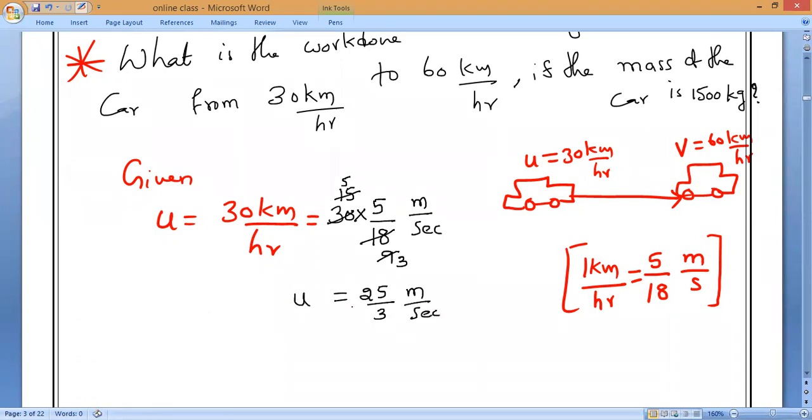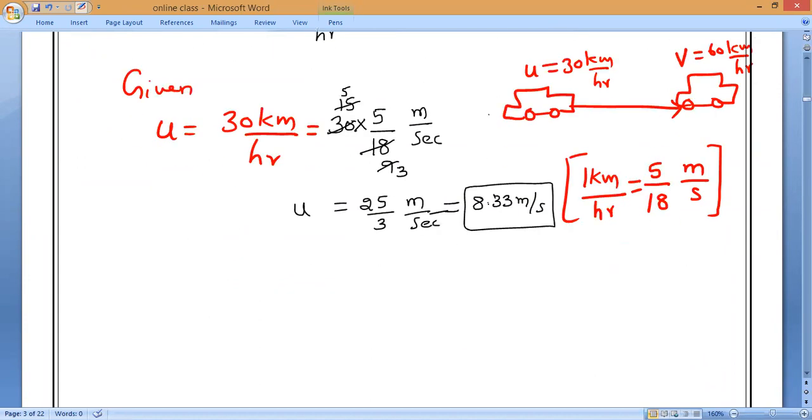So that is the initial velocity. You can take the fraction, or if you want, decimals also. 25 by 3 equals 8.33 meter per second. Is it right or wrong? All of you verify it and tell me. Do it fast, now the meeting will end also. Please join fast. We'll solve one more question later.